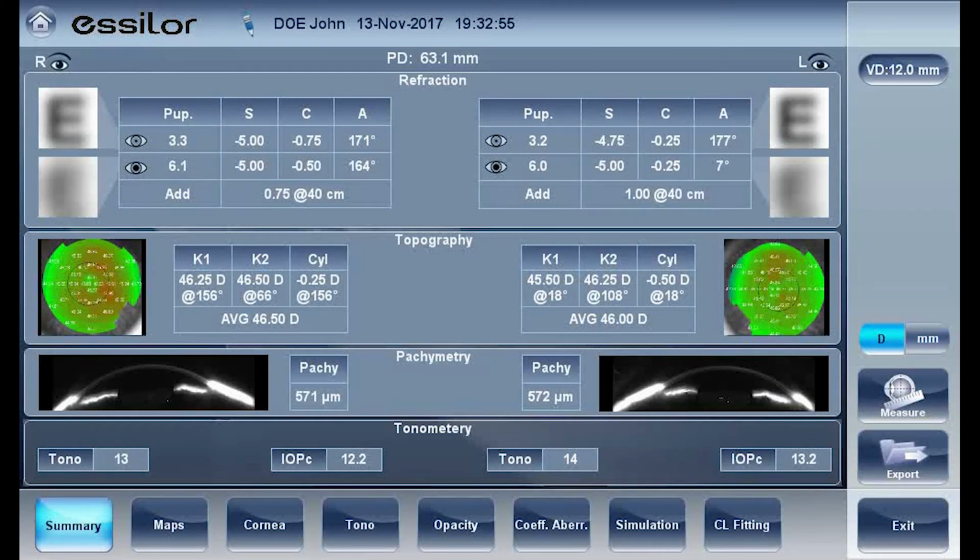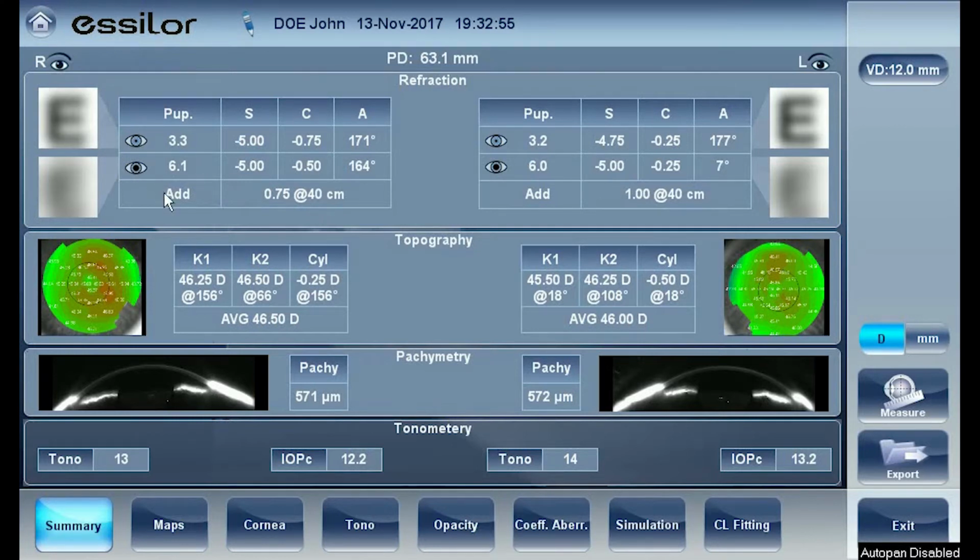We are now in the screen that summarizes all the main measurements done with the wave analyzer. This is the summary screen. The wave analyzer provides the objective refraction the patient needs during the day and the objective refraction the patient needs during the night. It is information related to day and night refraction.